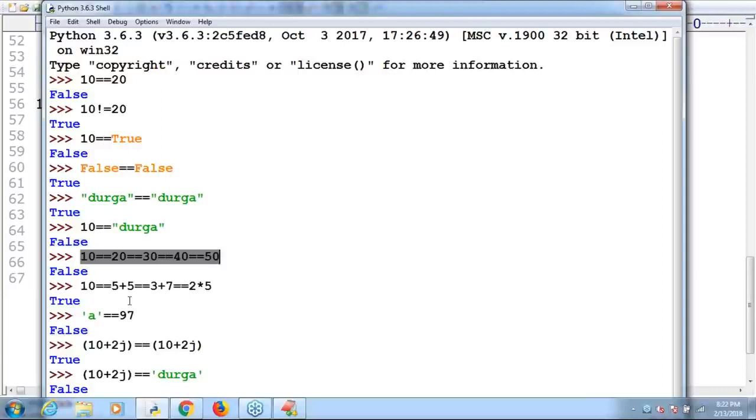Yes, ma'am. Content is the same, returns True. Content is different, or the types are different, simply returns False. That's all. Is it clear? Are you able to understand?